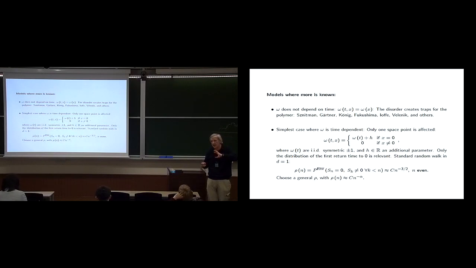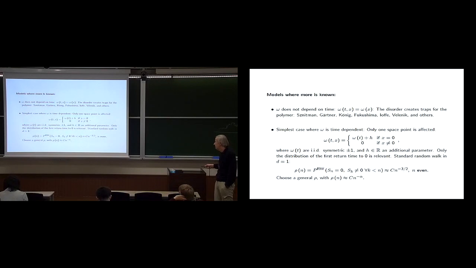So the whole space doesn't really count. The only thing that counts are the return times to 0, because the only action is at 0. So you are only interested in the distribution of the return times to 0. For the standard random walk, in one dimension, it is known that the return times to 0 have a probability distribution which is not rapidly decaying; it behaves like n to the minus 3/2, if n is even here.